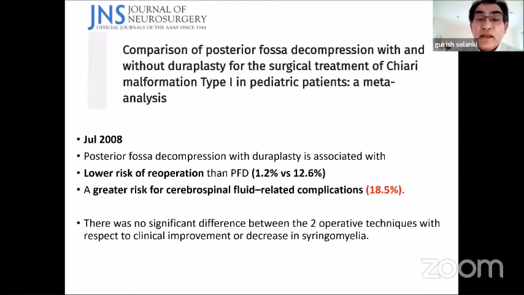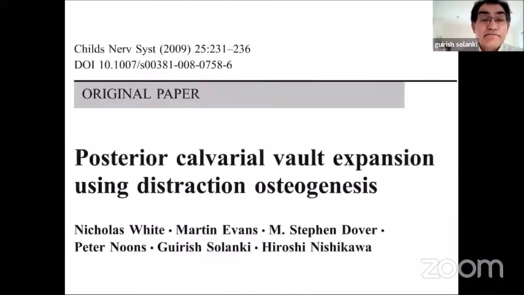And then finally, papers started coming out about the comparison of doing a foramen magnum decompression with duroplasty or without duroplasty. They all reported a greater risk of CSF-related complications if you carried out a decompression with duroplasty, but there was a lower risk of reoperation than if you just did a decompression without duroplasty.